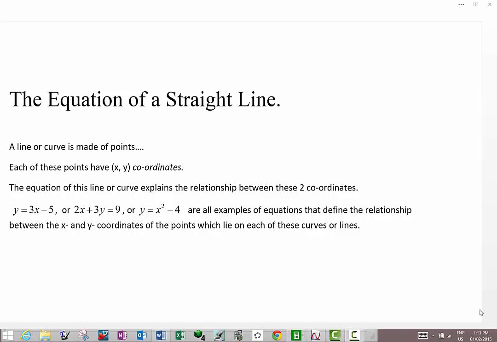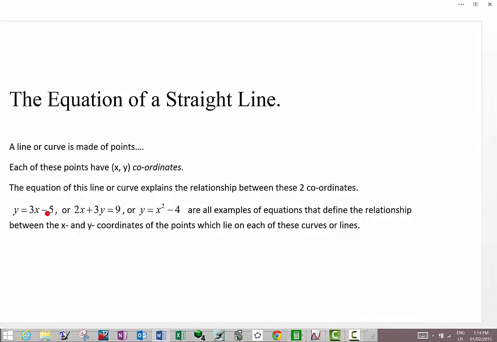The majority of the rest of the Math 10 course is concerned with equations of straight lines and systems of equations. I'd like to start by explaining precisely what an equation means. A line or a curve is made up of points, potentially infinitely many points. Every single one of these points has an x and a y coordinate. The equation of a line or a curve explains the relationship between those two coordinates, how the y is related to the x.